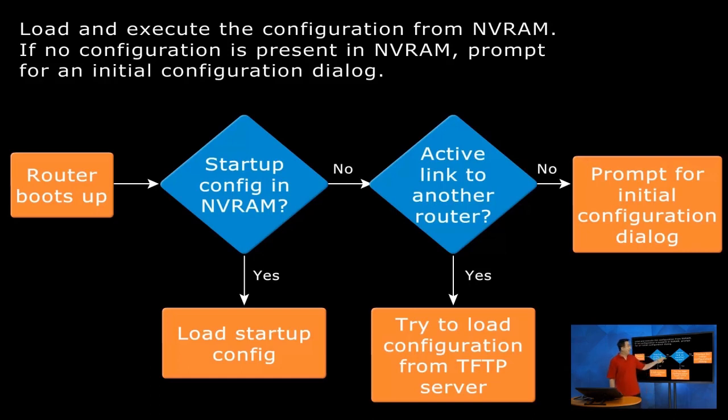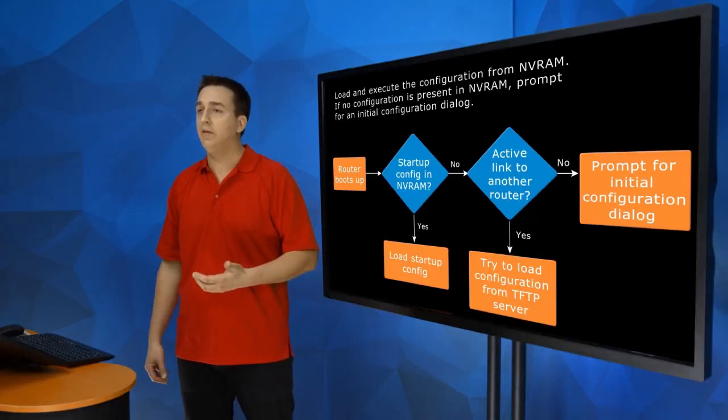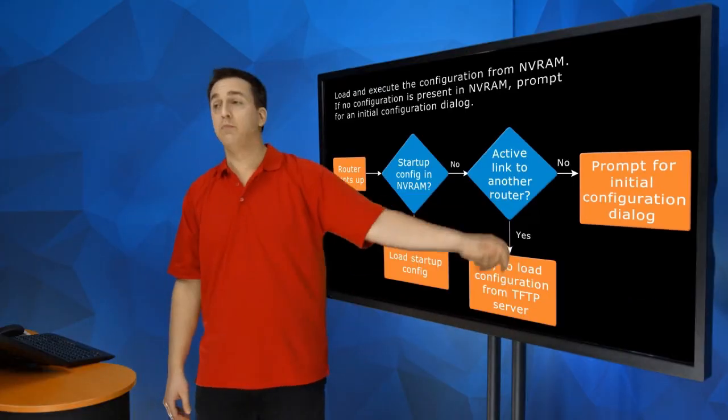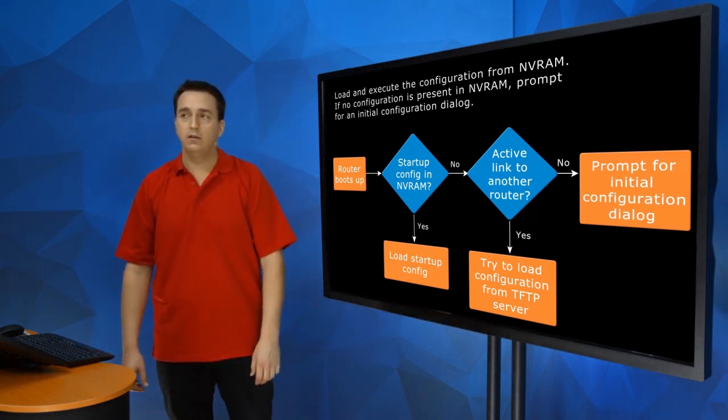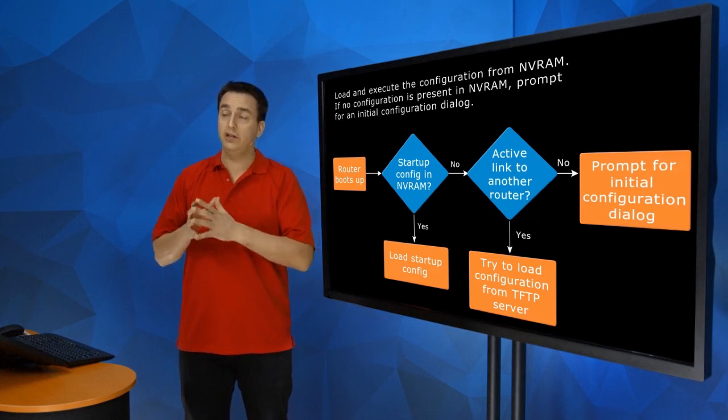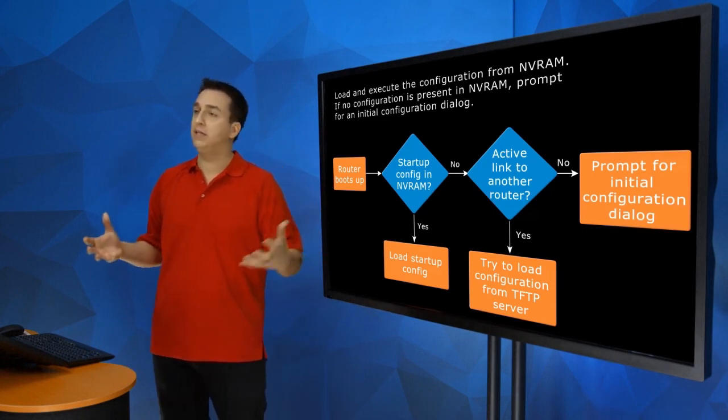Uh-oh. Well, do we have an active link on our device? We could broadcast out and try to find a configuration file at that point in time. If there's no configuration file that can be loaded from a server out on the network, then we're going to go ahead and prompt you with the initial configuration dialog. That's right, the initial configuration dialog. What is that? That's that mini setup wizard.